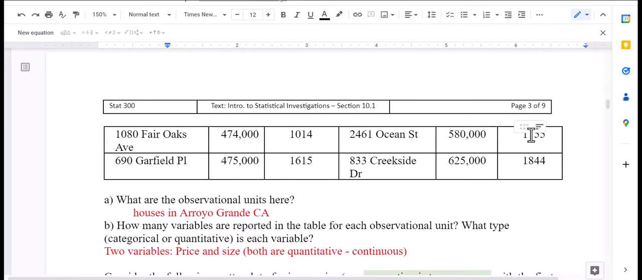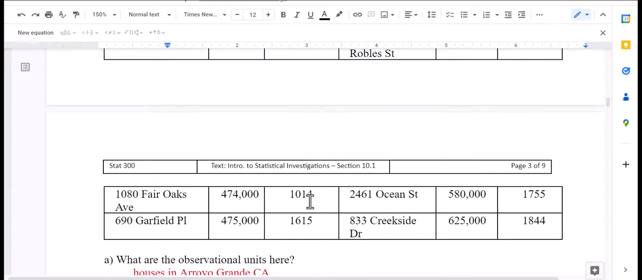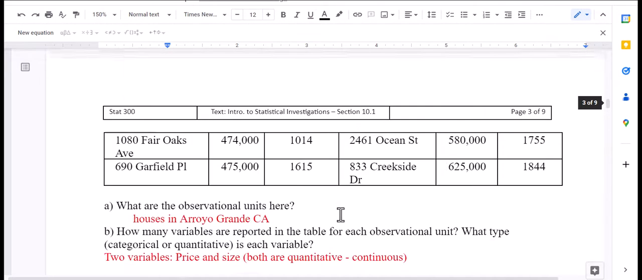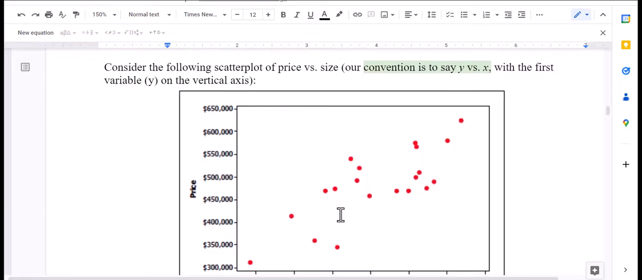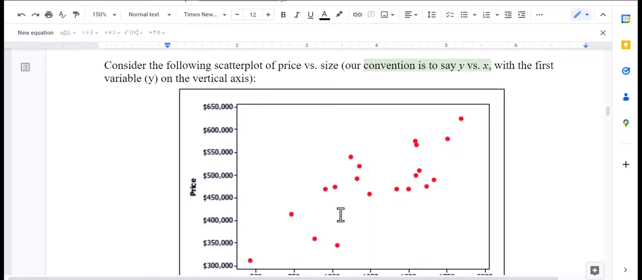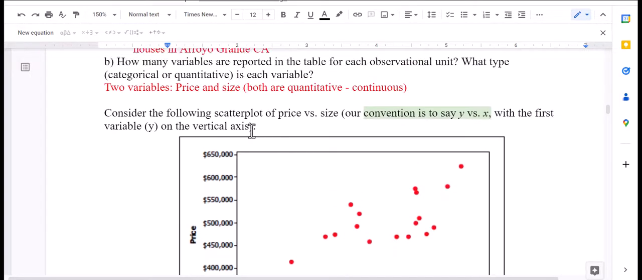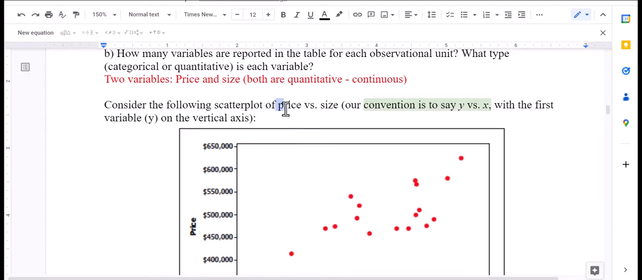Here, the size of the house, 1844 square feet, 1615 square feet, you can have anything in between. So that's continuous. And this is the scatter plot. I gave this as an example, saying consider the following scatter plot of price versus size. And this tells you a lot when you see something versus something, right? The convention is to say y versus x.